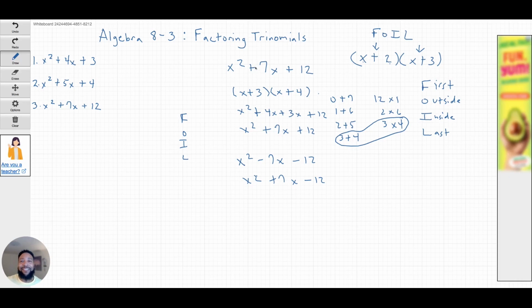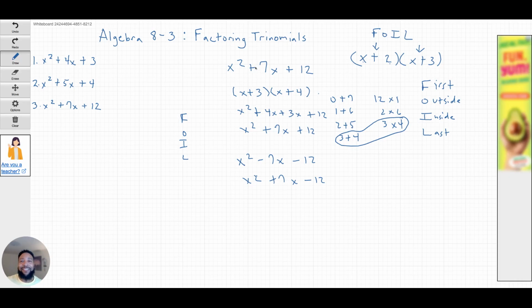So now the way we check it is we FOIL. Our first, x times x is x squared. Outside, x times 4 is 4x. Inside, 3 times x is 3x. And then last, 3 times 4 is 12, plus 12. Combine like terms, x squared, 4x plus 3x is 7x. And then we have our plus 12, which is our original problem. So I hope that helps.